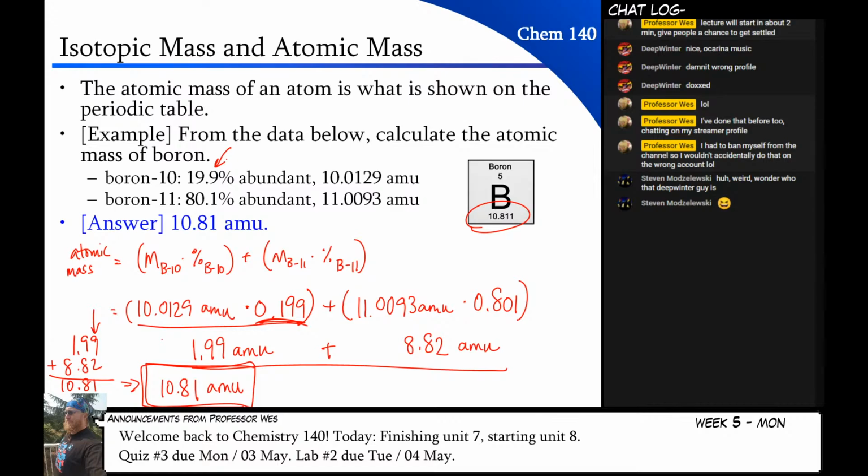So the average scoop of boron will weigh 10.811 AMU, but of those atoms in there, only these weights exist. So nothing actually weighs 10.811. You just have a bunch of 10s and 11s, but there are more 11s than 10s, so on average they weigh 10.8. All right. Any questions, let me know. That's how we calculate atomic masses.